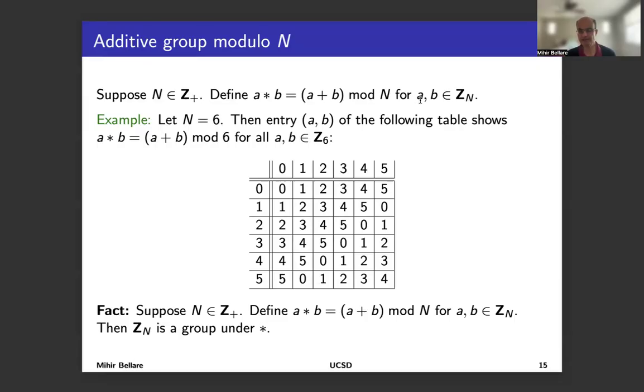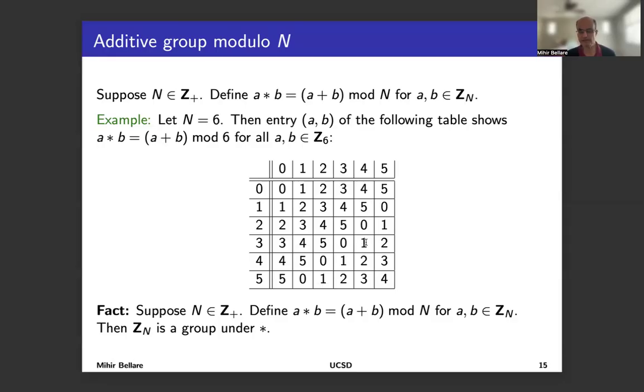And I think of the space of numbers I'm interested in as being Zn. So for example, suppose n was 6. Then the numbers of interest are 0 through 5. And this table shows the result of adding the row and the column elements and taking the result modulo 6. For example, 2 plus 3 is 5 mod 6. 3 plus 4 is 7, and 7 mod 6 is 1, and so forth.